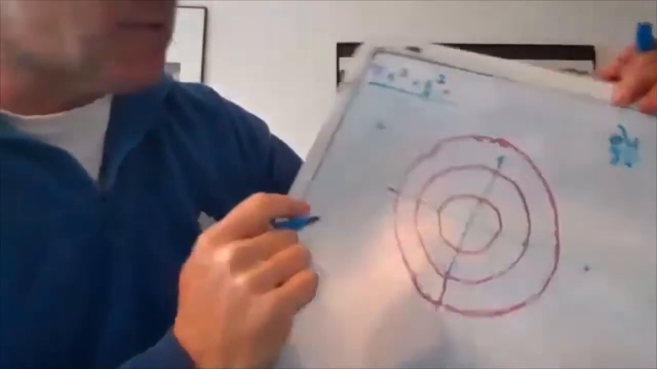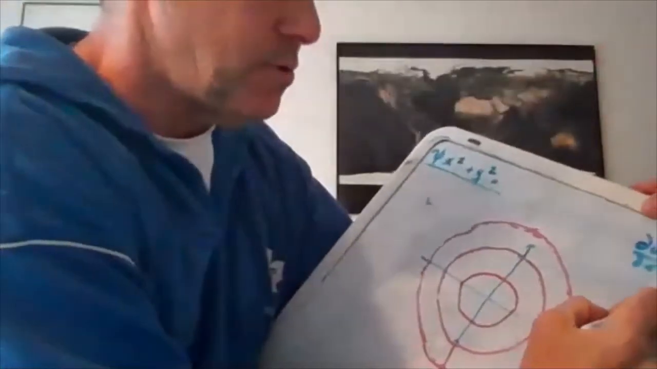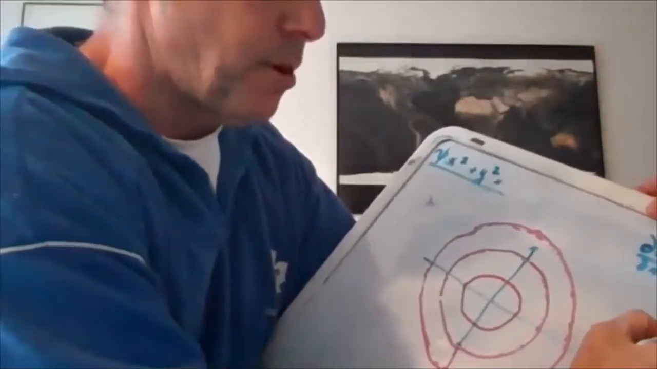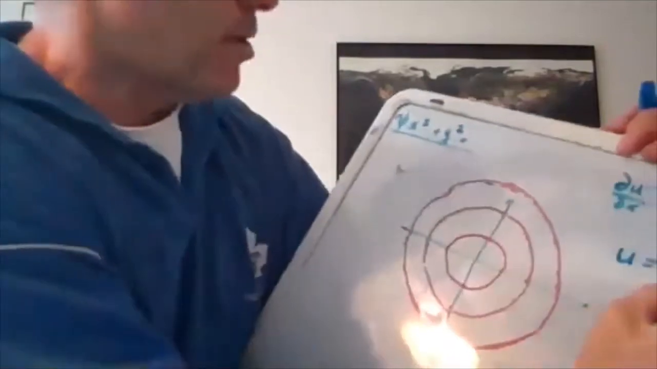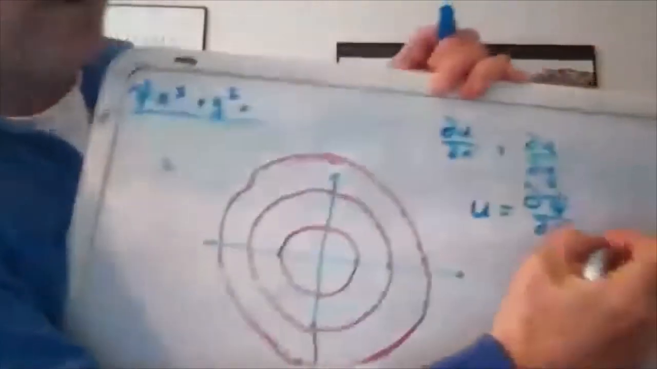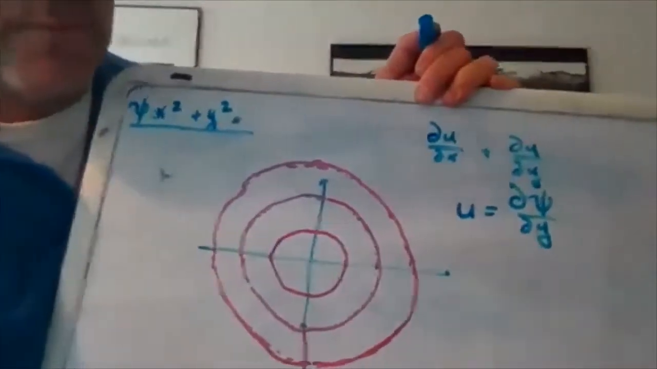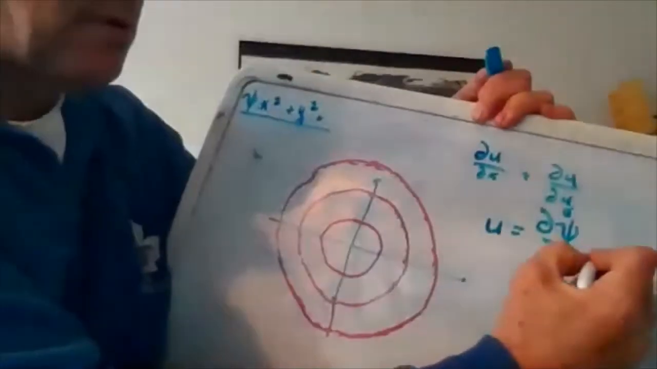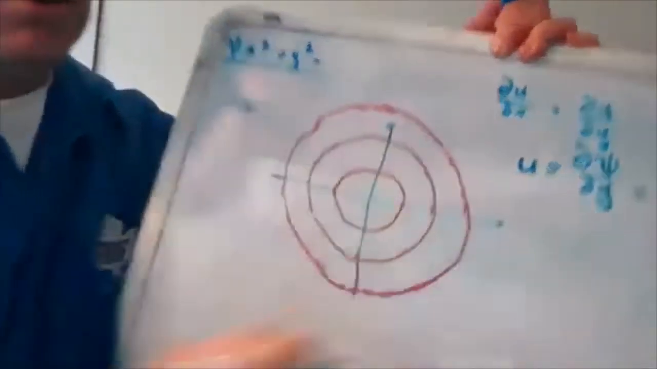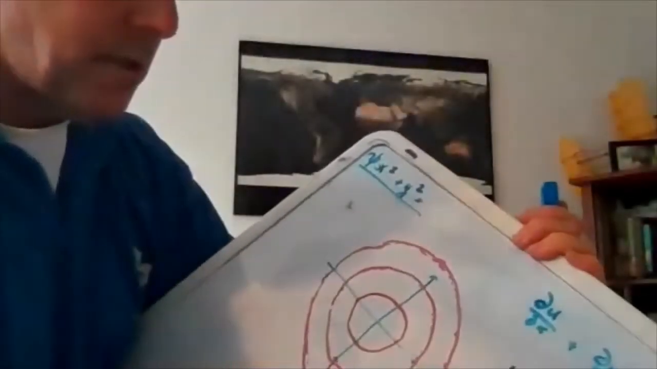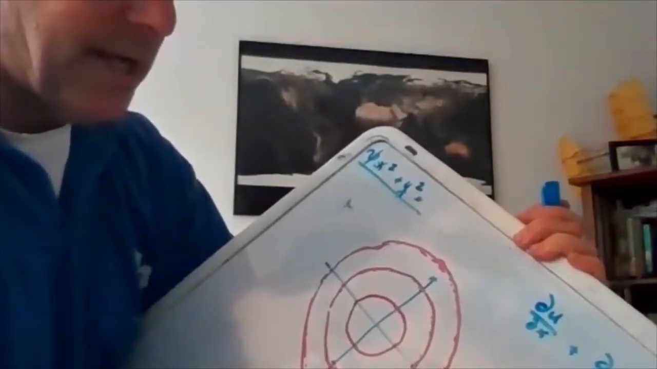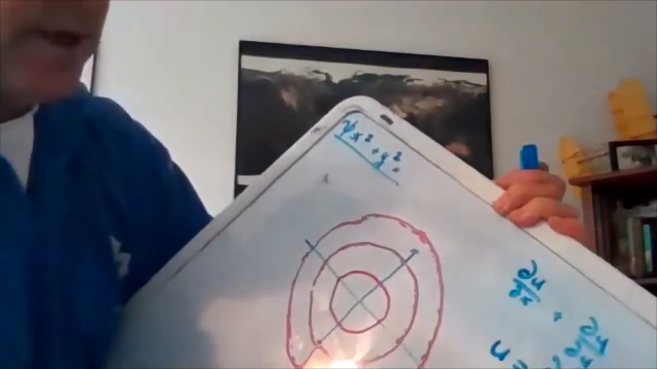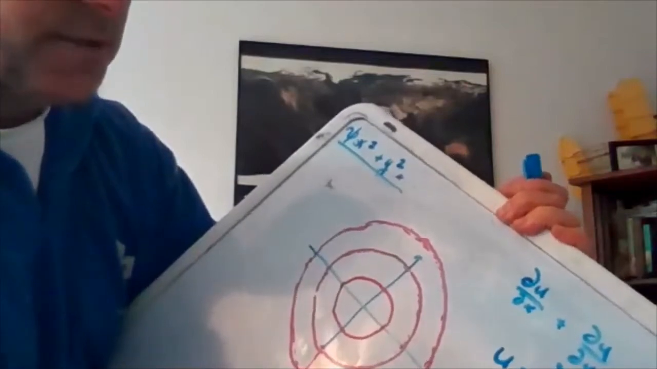X squared plus y squared. Okay, so to get u, we do the partial of the stream function with respect to y. And the partial of the stream function with respect to y is equal to 2y. All right, and we also need v. So v is the partial of the stream function with respect to x, but you throw a negative in front of that, so it's equal to negative 2x.